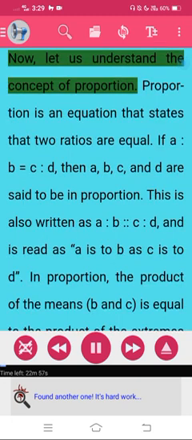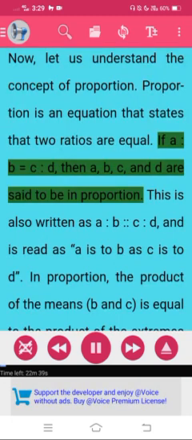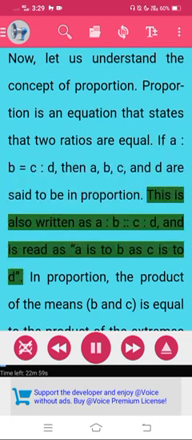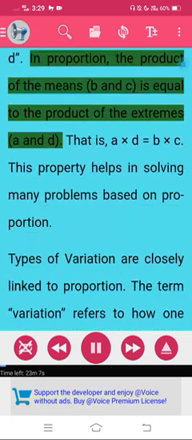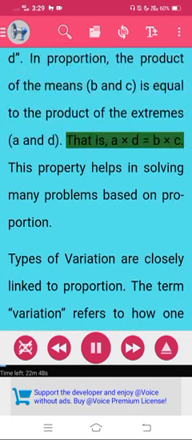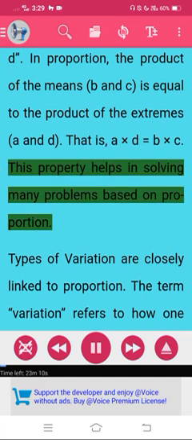Now, let us understand the concept of proportion. Proportion is an equation that states that two ratios are equal. If A:B equals C:D, then A, B, C, and D are said to be in proportion. This is also written as A:B::C:D, and is read as A is to B as C is to D. In proportion, the product of the means B and C is equal to the product of the extremes A and D. That is, A times D equals B times C. This property helps in solving many problems based on proportion.